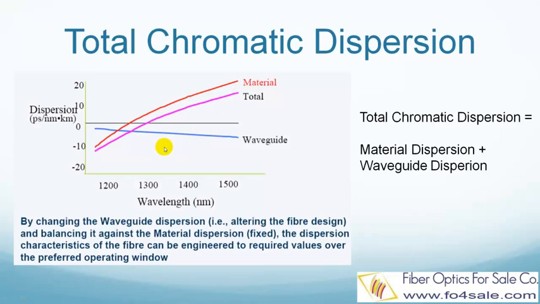Even though we cannot change material dispersion since it only depends on the optical fiber material itself, we can change the fiber's refractive index profile design to make the waveguide dispersion compensate for the material dispersion. So we can get zero chromatic dispersion at a specific wavelength. As shown in this figure, the zero chromatic dispersion point is at 1300 nanometer. This picture shows the chromatic dispersion profile of a standard single-mode fiber.